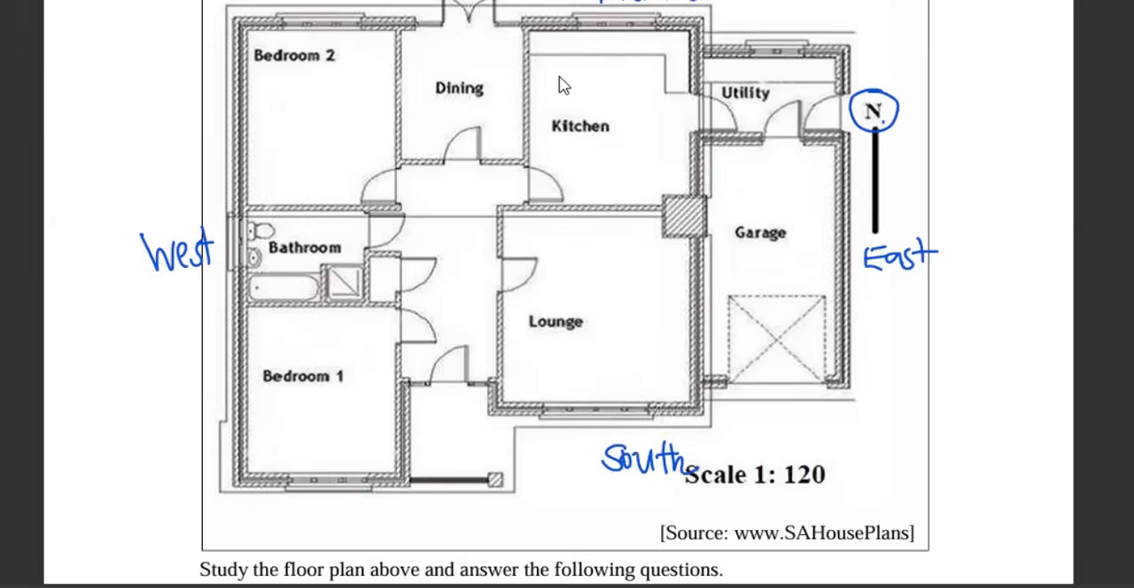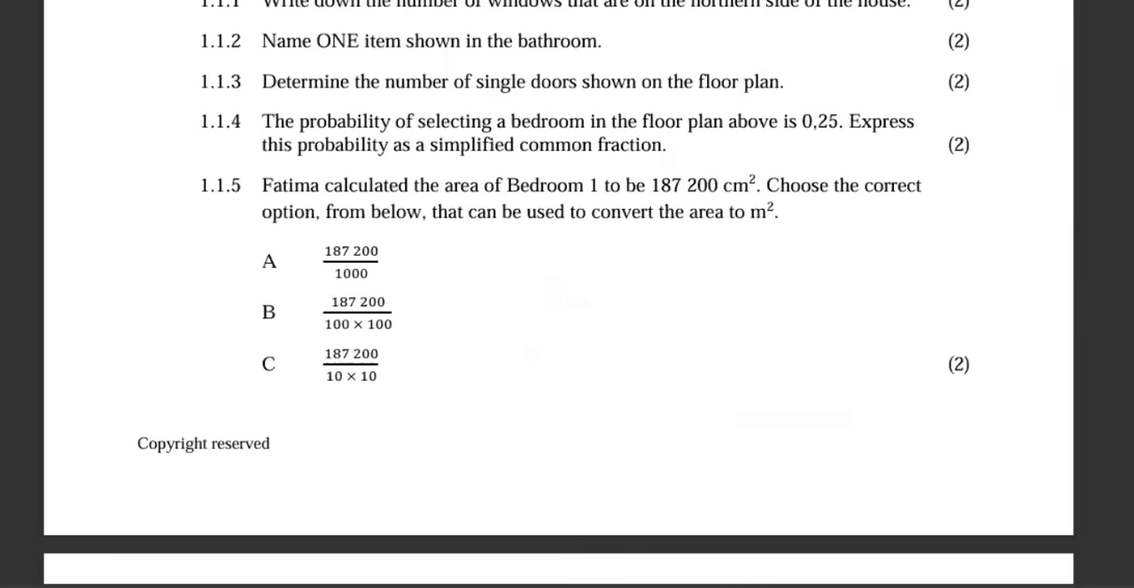So now on the northern side, they have asked us how many windows we have. 1, okay, 2, and we have 3. So our answer here is what? 3 windows. Okay.